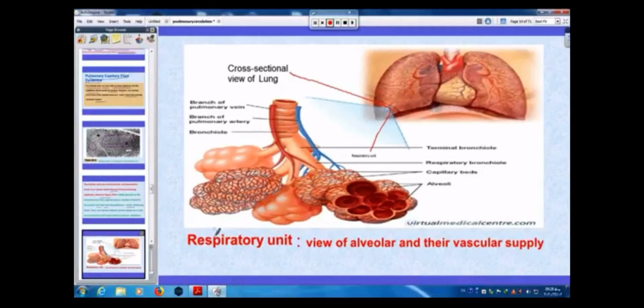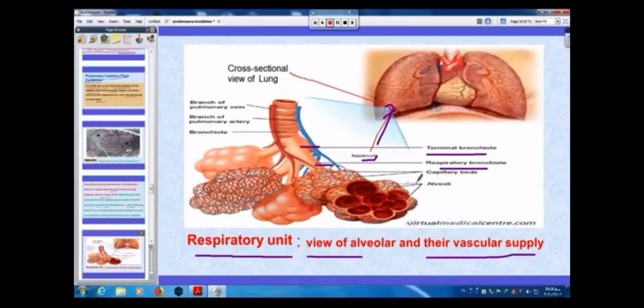You can see in this figure the respiratory unit, a view of the alveoli and their vascular supply, okay? After a cross-sectional view of the lungs, you can see here the terminal bronchioles and respiratory units, and capillary beds here, and the alveoli surrounded by the capillary beds. Okay, you can see here the alveoli surrounded by the capillary beds.